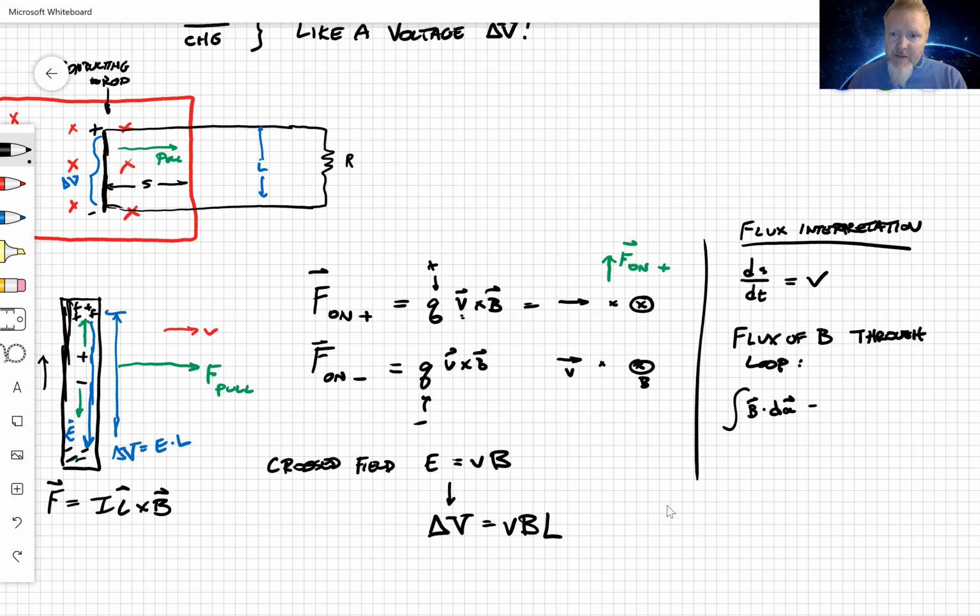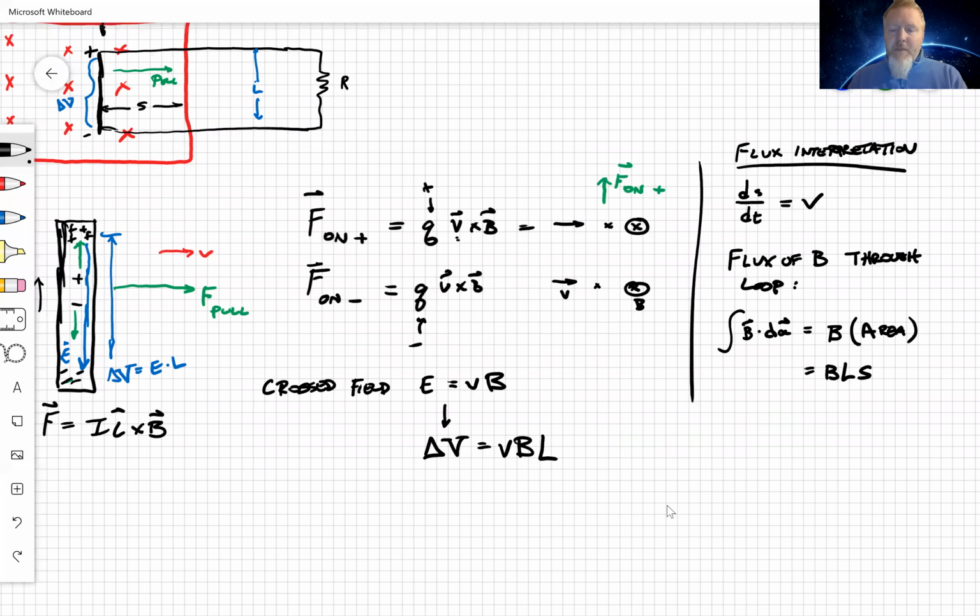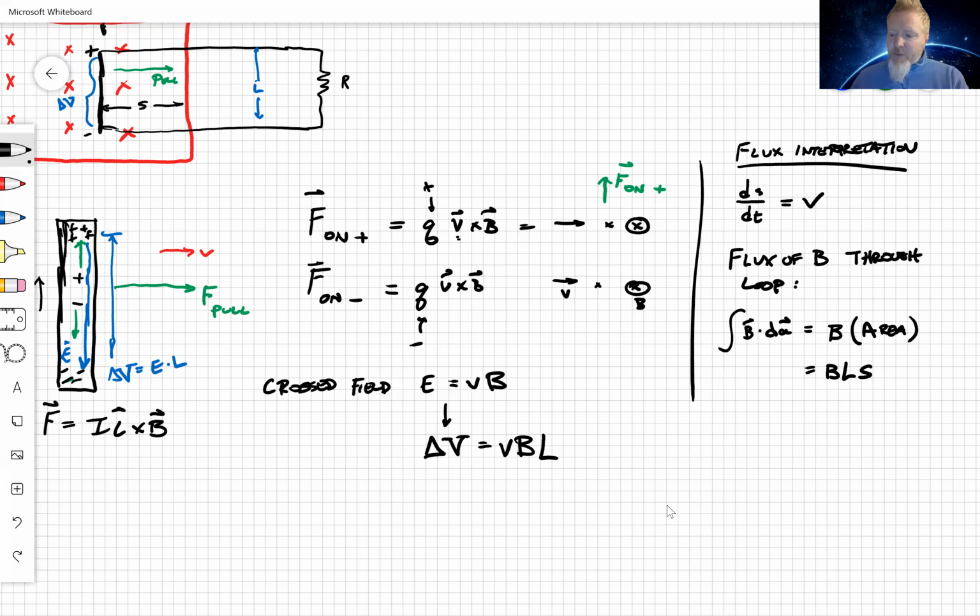Okay, so B dot dA. Well, B is a constant, right? I'm just sitting here and I'm not changing the magnetic field, so B is a constant, and now the area is changing. The area of the loop is L high and S wide. So B times the area is equal to BLS.